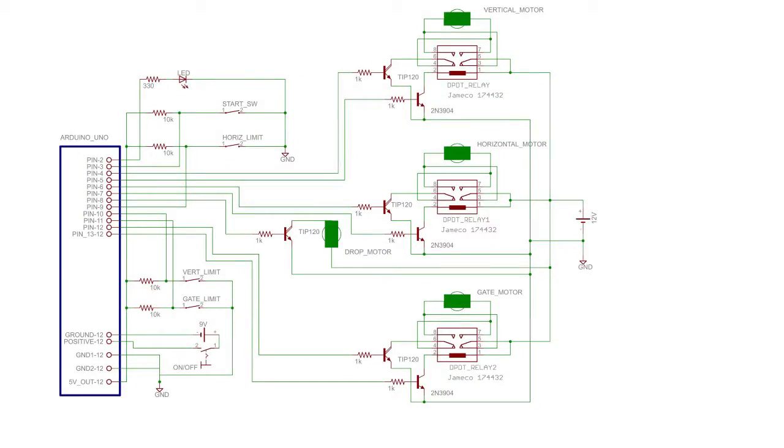Here is the electrical diagram. The Arduino controls everything. 3 bidirectional motors are used, and 1 single directional. There are only 3 limit switches because of the Arduino pin shortage. It was more difficult to implement, but also more fun to solve the challenge.